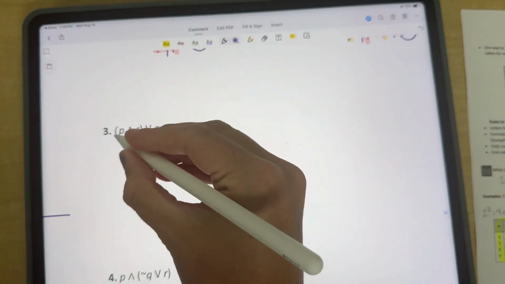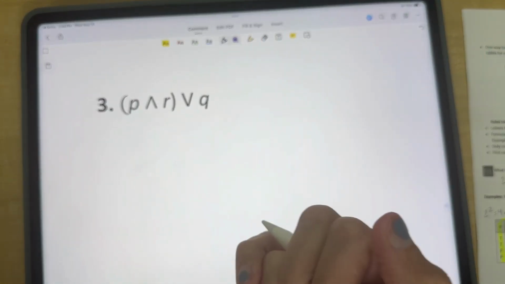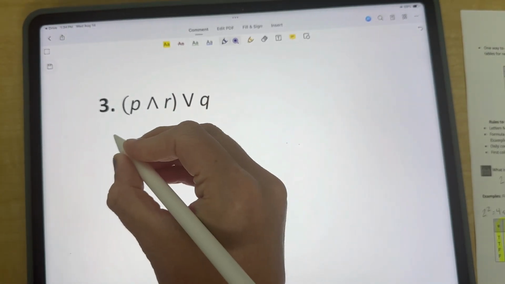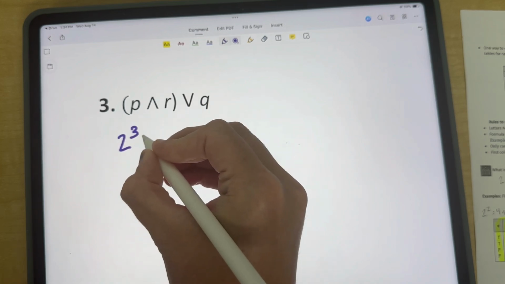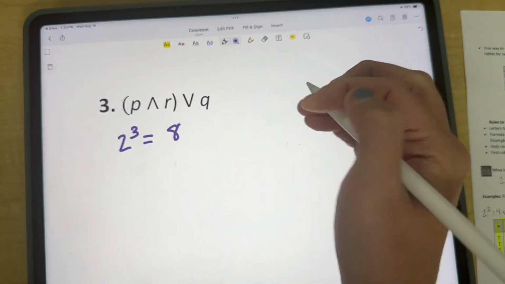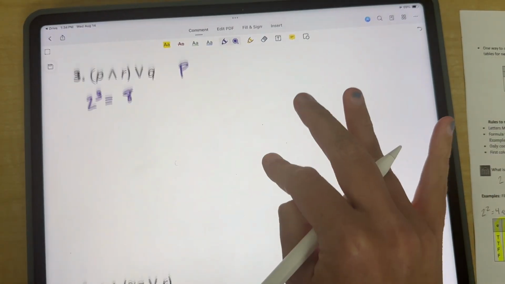All right, how many letters do you see? Let's start there. How many letters do you see? We have P, R, and Q. So we need true or false for 3 letters. So that's 8 rows. So next to this, I'm going to do P. Remember, write small. Please, please, please.